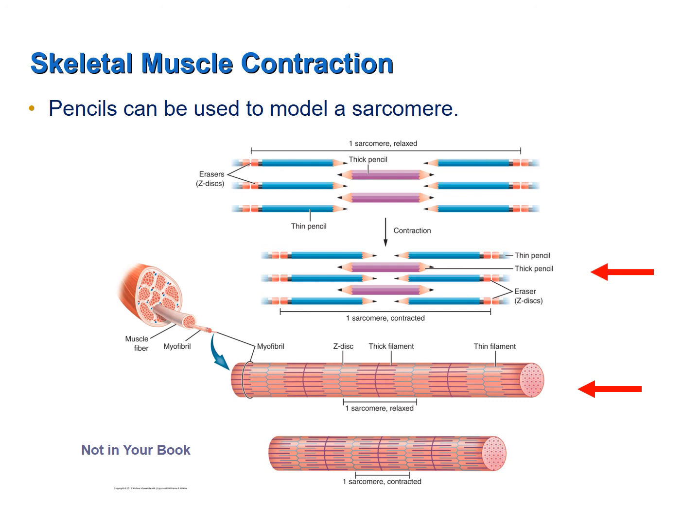So the myofibril shortens from this length to that length. And as all of the myofibrils that completely fill the cytoplasm of a skeletal muscle cell contract, it causes contraction of the entire skeletal muscle cell.